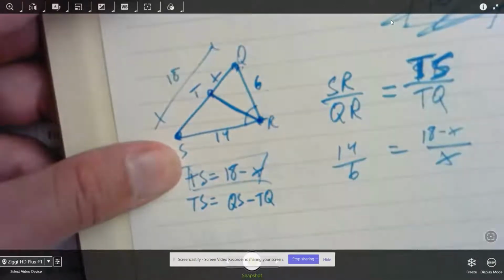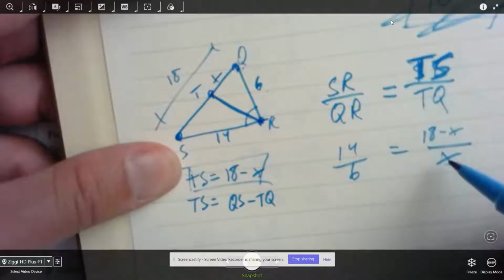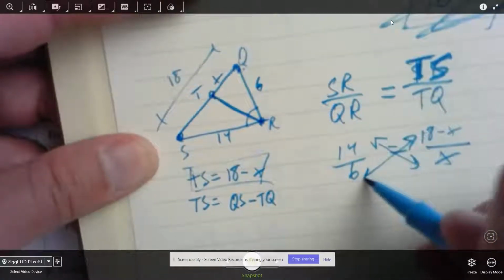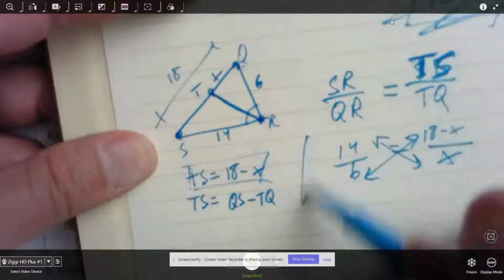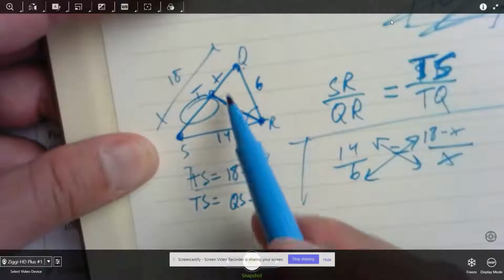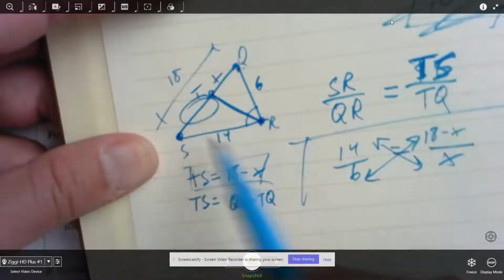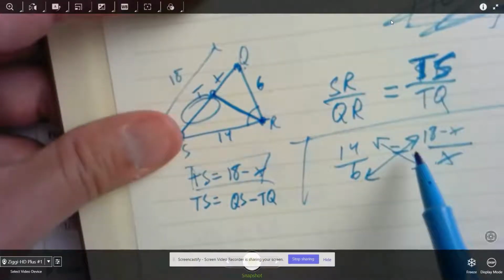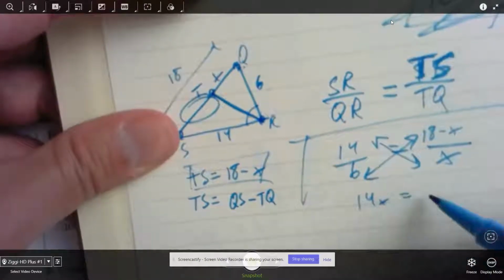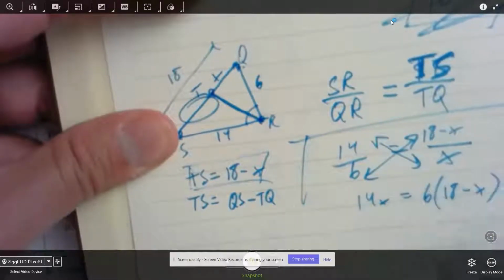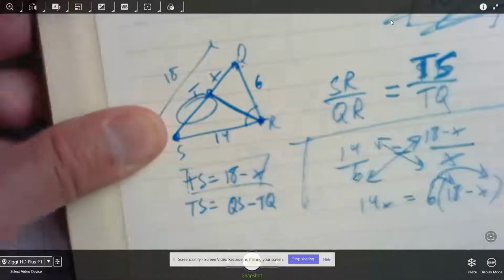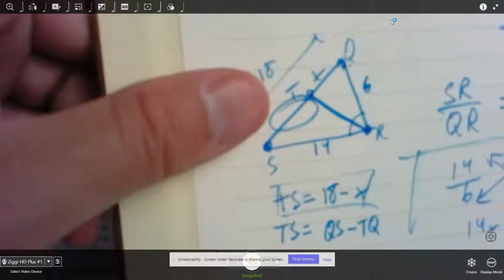There we are. So now, to solve for X, you simply have to cross multiply. And remember, I'm still looking for TS, not just X. X will help me to find TS. So just keep that in mind, okay? So anyways, let's cross multiply. We have 14 times X is equal to 6 times 18 minus X. Then we'll do the distributive property between 6 and 18. I believe I did that correctly.